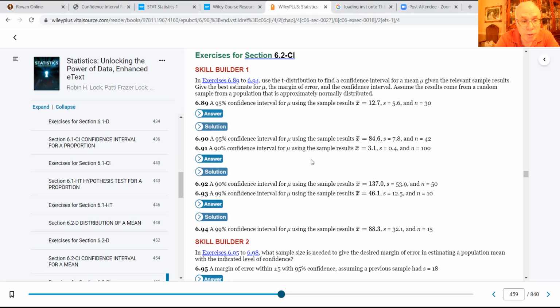Let's do a 90% confidence interval problem. Let's try 6.91. In this case, 90% is our level of confidence. For this one, the sample mean is 3.1, the sample standard deviation is 0.4, and n is equal to 100. All right, so let's go to the calculator and calculate this confidence interval.